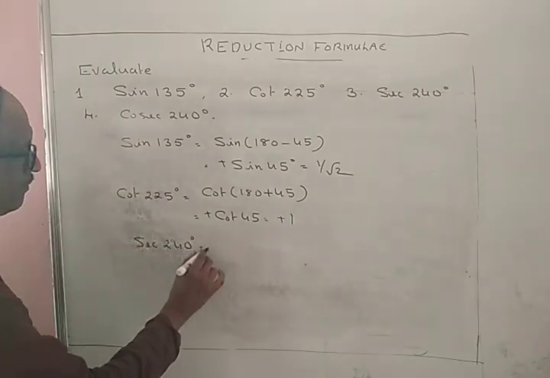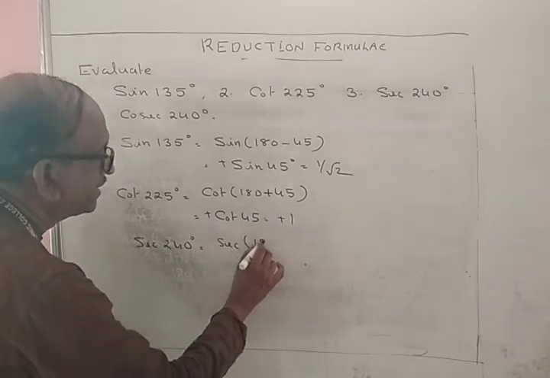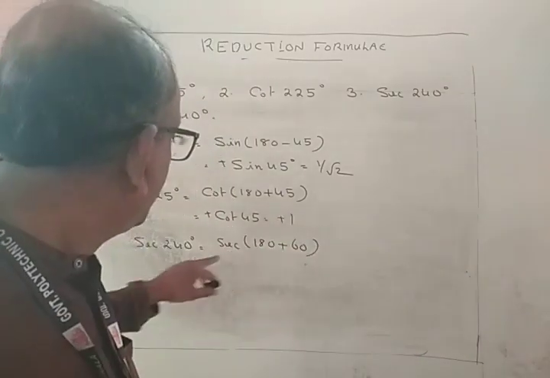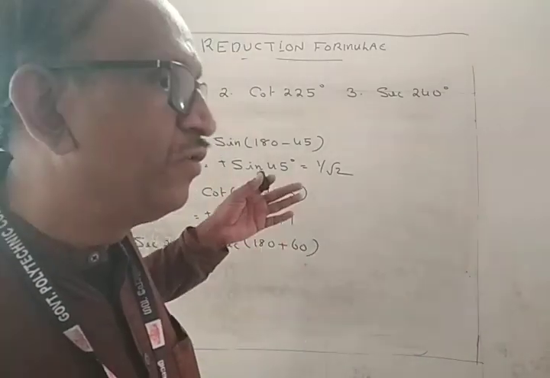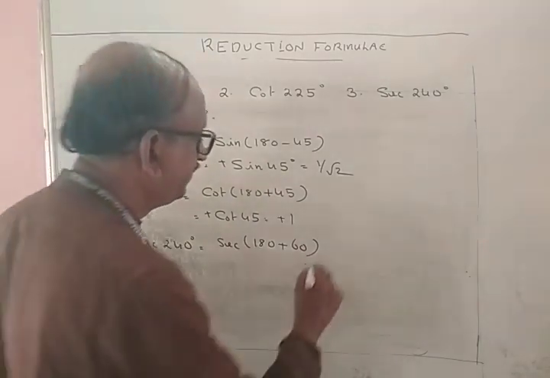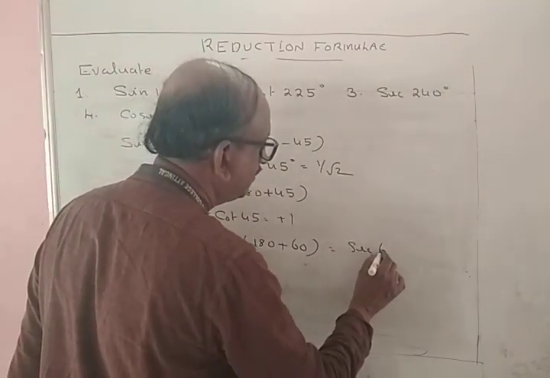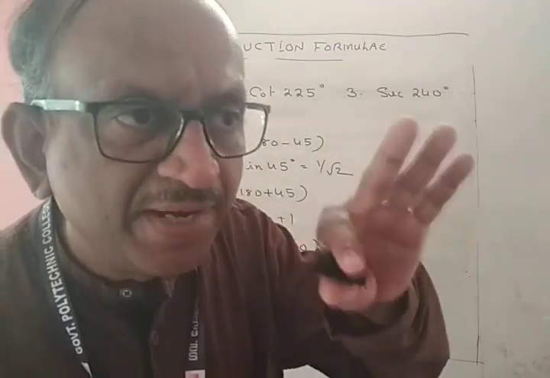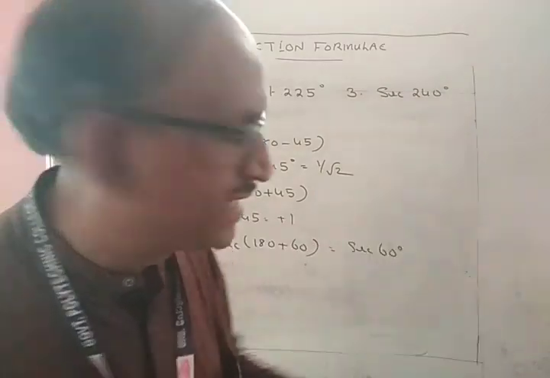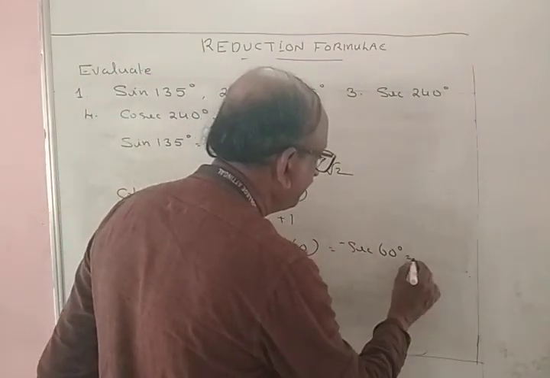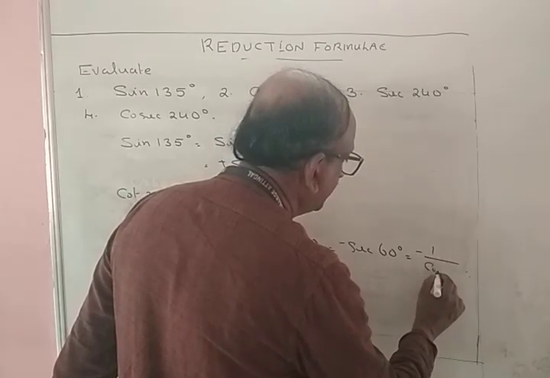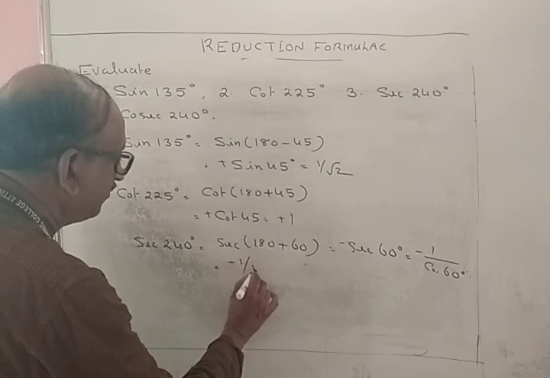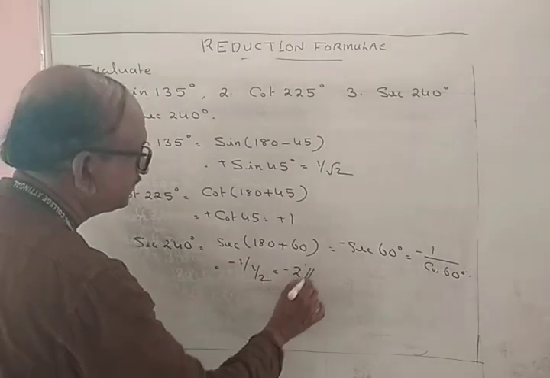Next, sec 240. 240 can be expressed as 180 plus 60. Since the angle is 180, an even multiple of 90, sec is sec. Sec 60. Quadrant, 180 plus 60 is the third quadrant, sec is negative. Minus sec 60 is equal to minus 1 by cos 60. Cos 60 degree is 1 by 2. Minus 1 by 1 by 2 is equal to minus 2.